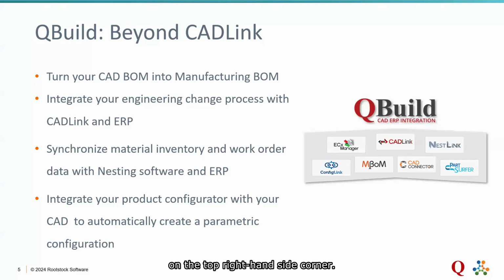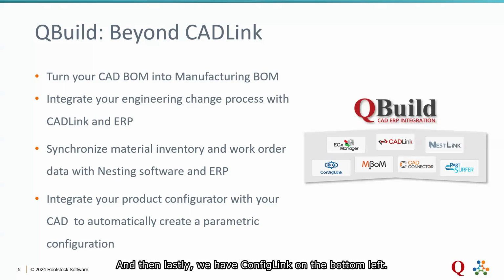Next, we have NestLink on the top right-hand side corner. NestLink is a synchronization tool similar to CADLink, but with nesting software. It'll help synchronize your material inventory and work order data between Rootstock, your nesting software, and also back into Rootstock. Once nesting detects a job that's ready to be processed, it'll automatically grab all that information and send it to your nesting software. Once it's completed, it'll send it back to Rootstock, so you never have to touch between the two systems to transfer that data over.